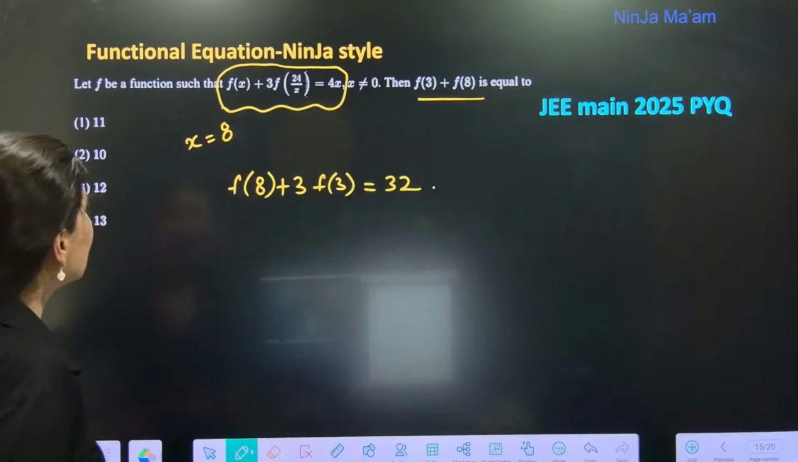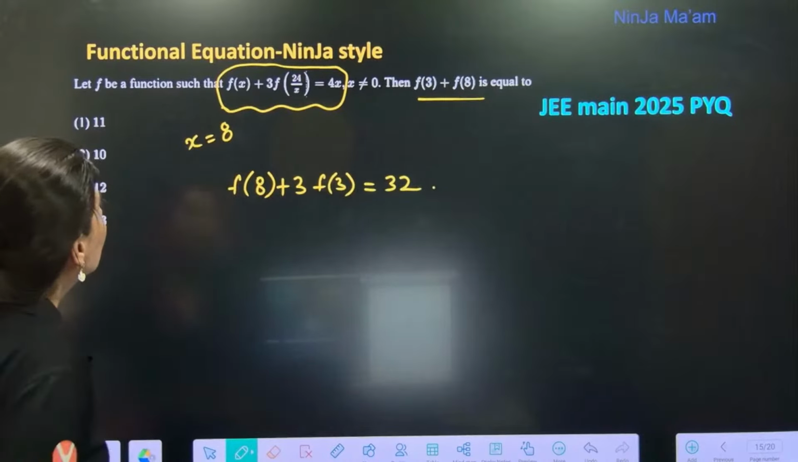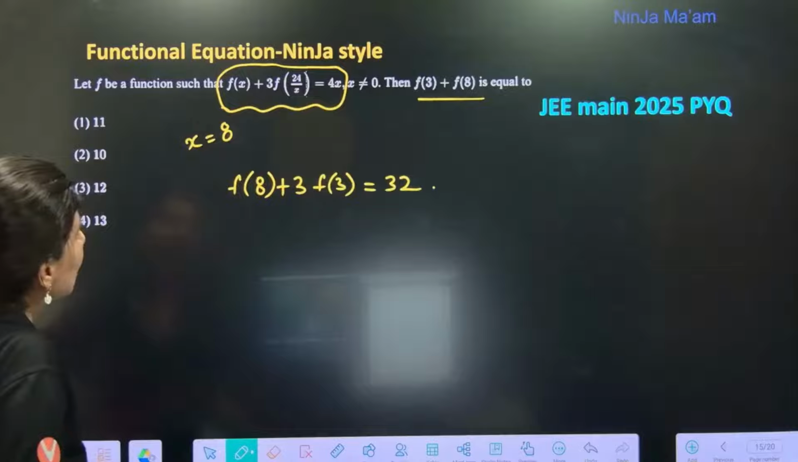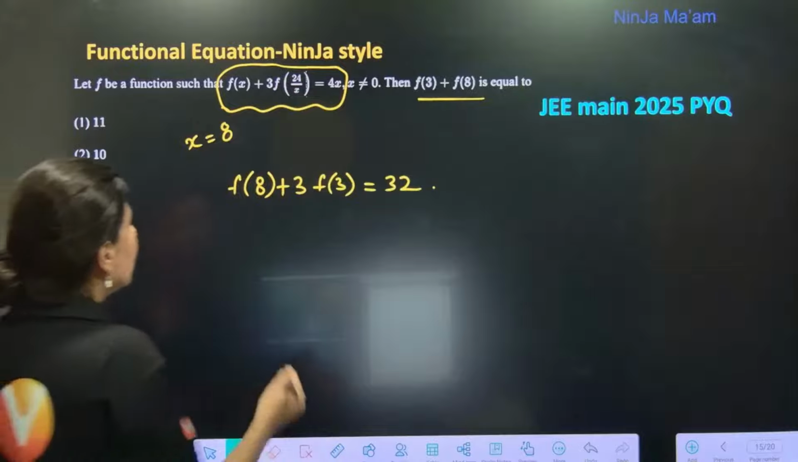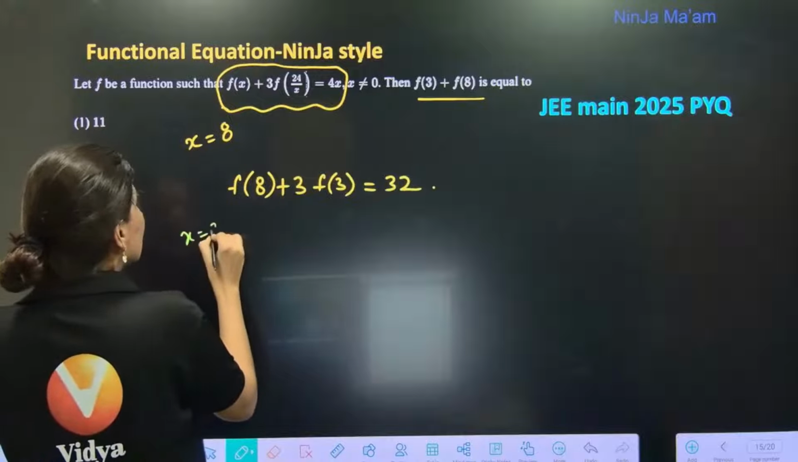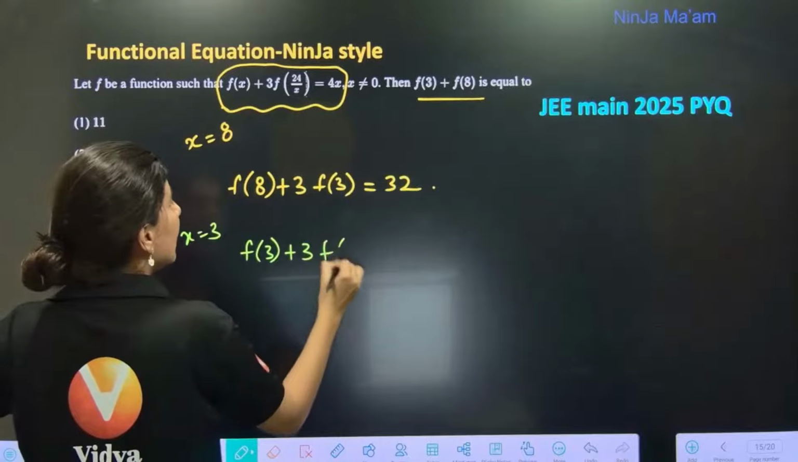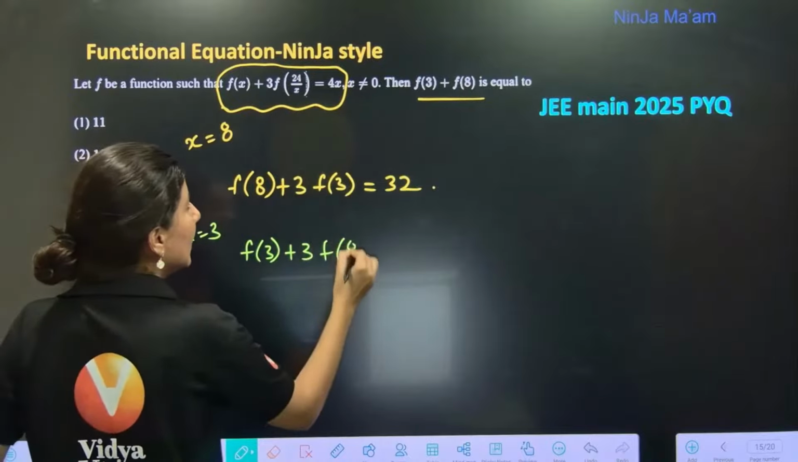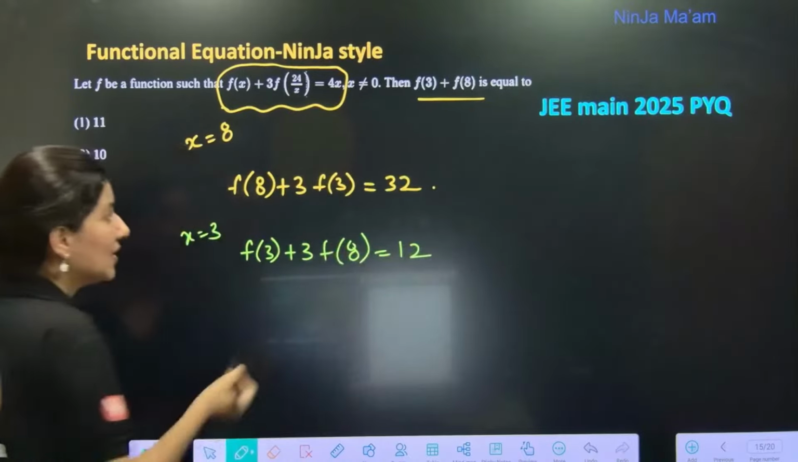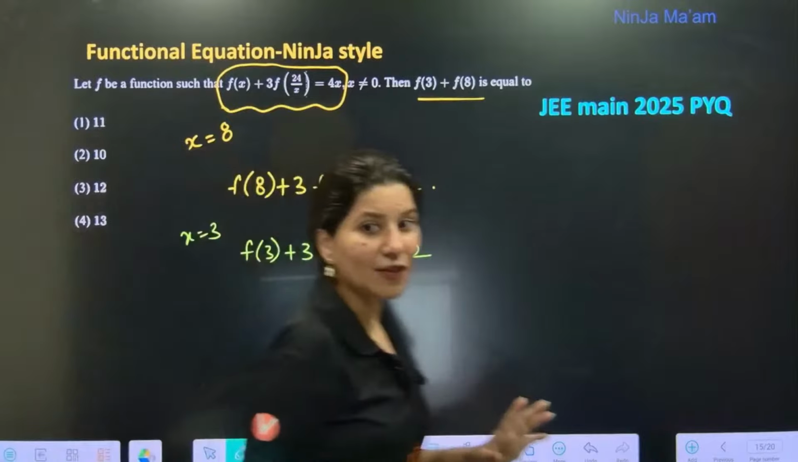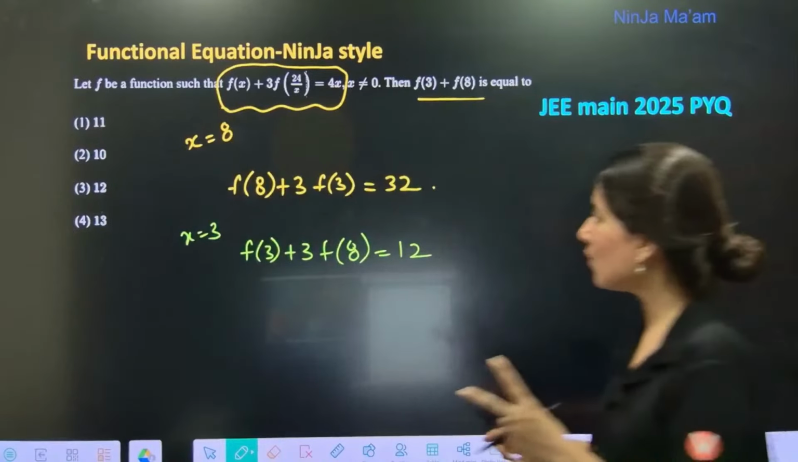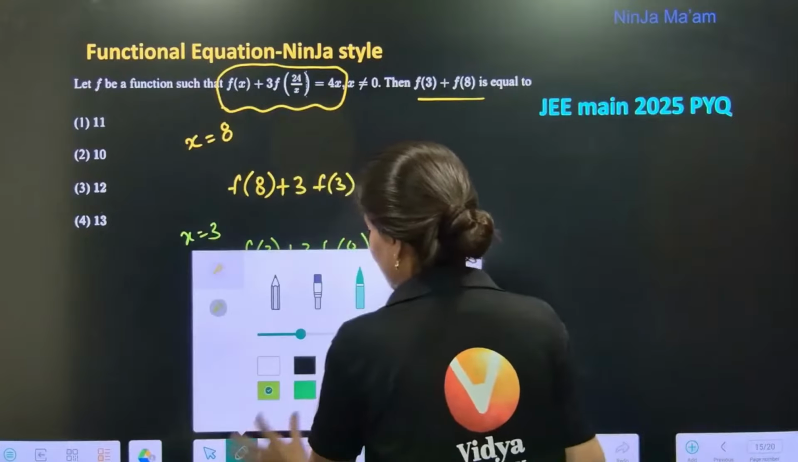Next time you can put x is equals to 3, since you have already put x is equals to 8. So f of 3 plus 3 times f of 8, and 4 3s are 12. Can you see? f of 3 and f of 8. 2 equations, 2 unknowns. You can solve it by elimination method.